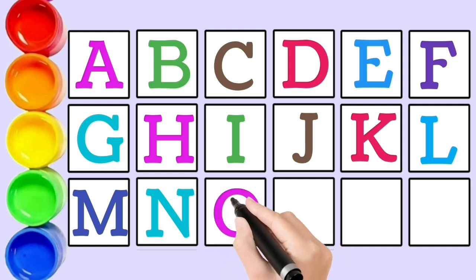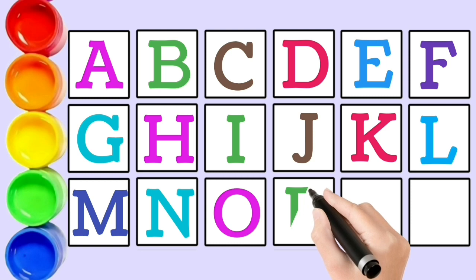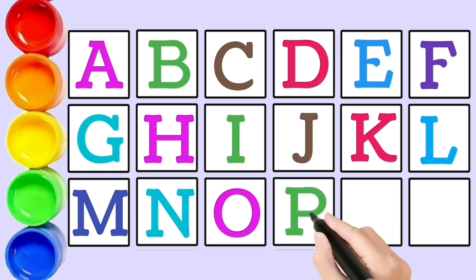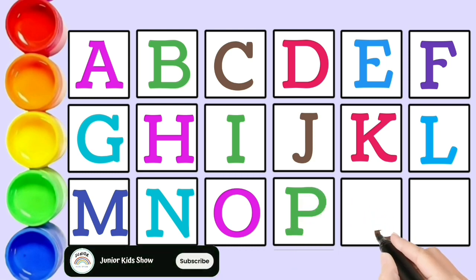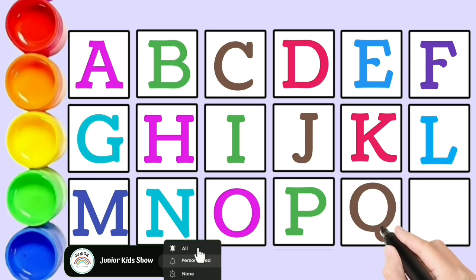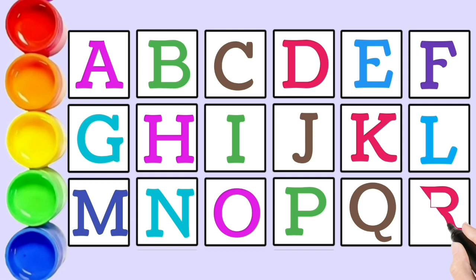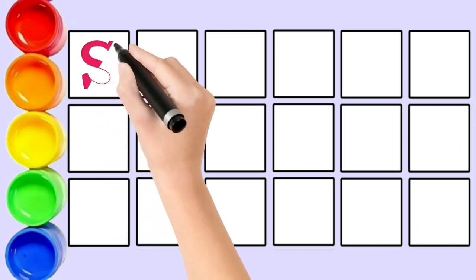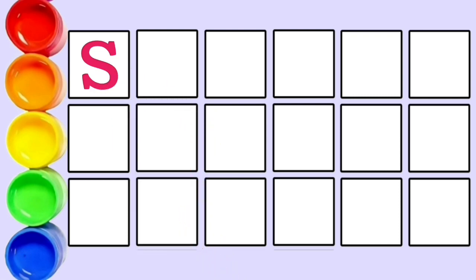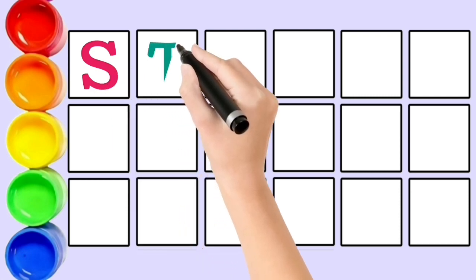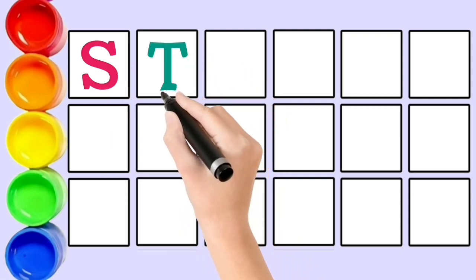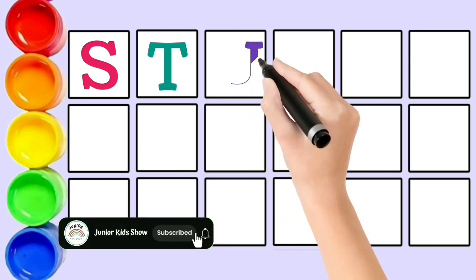P for parrot. Q for quill. R for rainbow. S for snail. T for tortoise. U for umbrella.